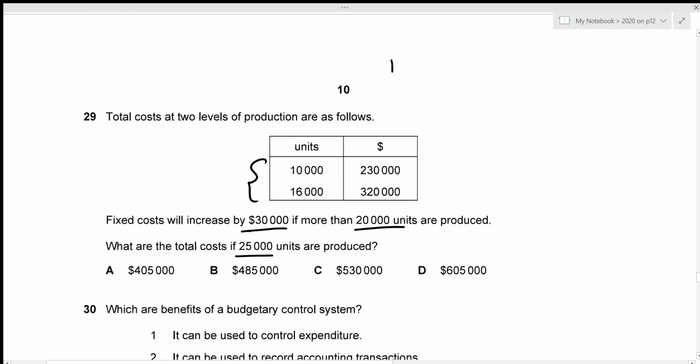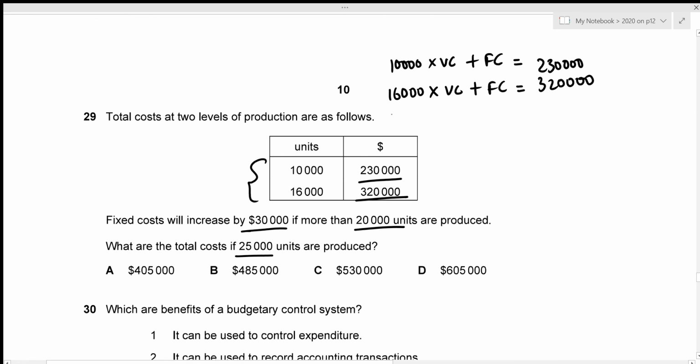So that's number of units times variable cost plus fixed cost gives the total overheads of 230,000. Now let's create the second equation. That's going to be the number of units of 16,000 times variable cost plus fixed cost is going to have the total overheads of 320,000. Let's subtract the second equation from the first one. That's going to be 10,000 variable cost minus 16,000 variable cost, which is minus 6,000 variable cost. The fixed costs cancel each other out.